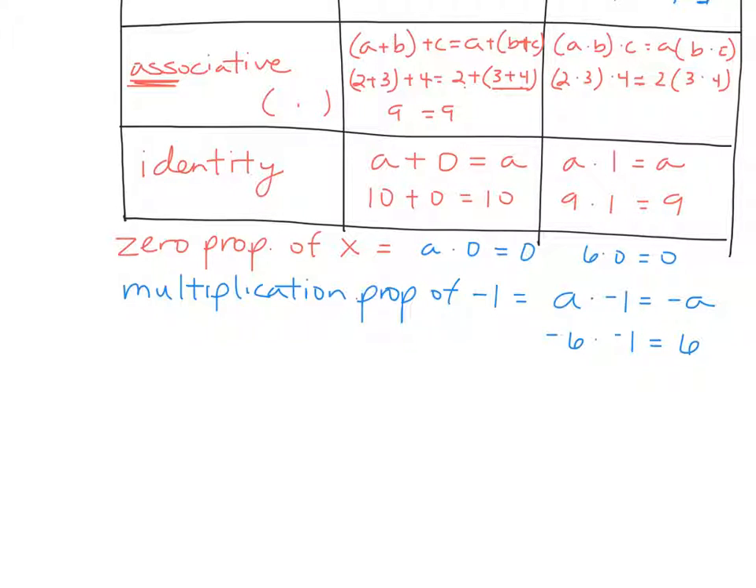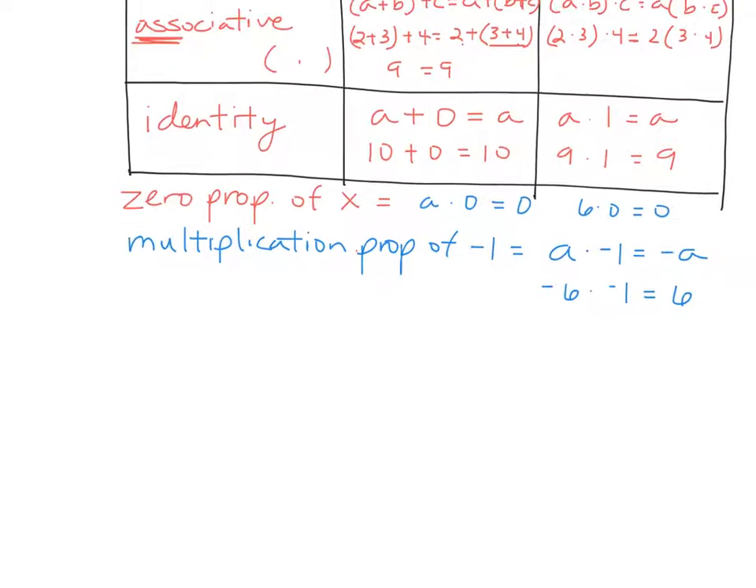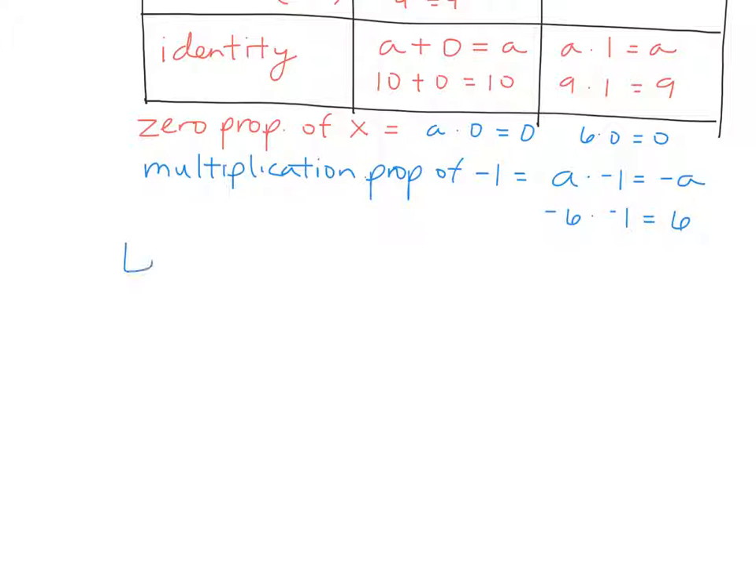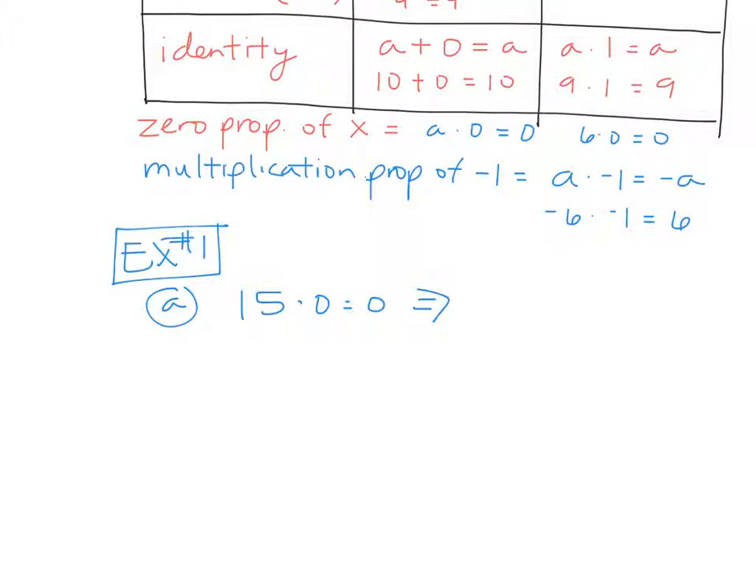Okay, so I'm going to give you a few examples. You tell me the property. And you may keep the chart in front of you, but I want you to get familiar with these properties, okay? You're going to use them often. So first example. Let's say we do 15 times 0 equals 0. Which property is that? That's the 0 property of what? That's the 0 property of multiplication.